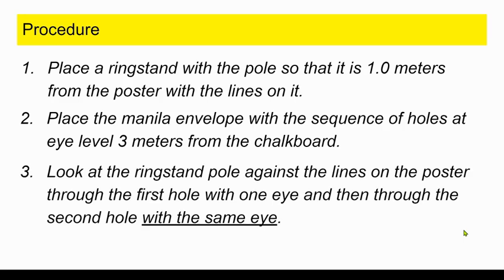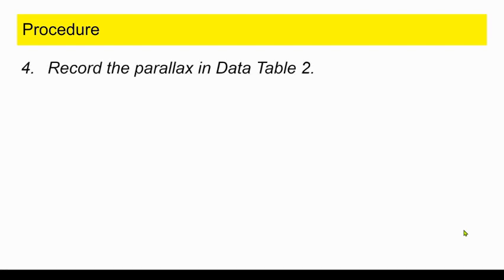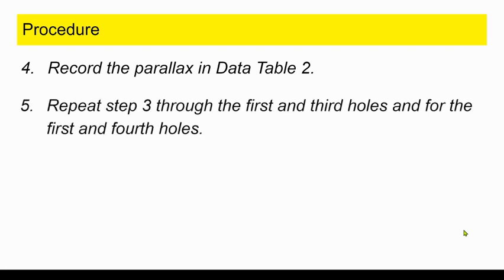Look at the ring stand pole against the lines on the poster through the hole with one eye, then through the second hole with the same eye, and record the shift or the parallax that you see in data table 2. Which line was blocked through the first eye, and then as you looked with that same eye through the new hole, which line is blocked now? Then repeat the step using the first and third hole, and finally the first and fourth hole.